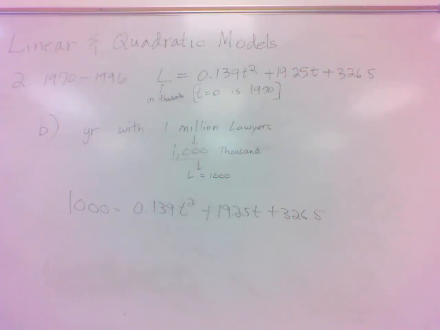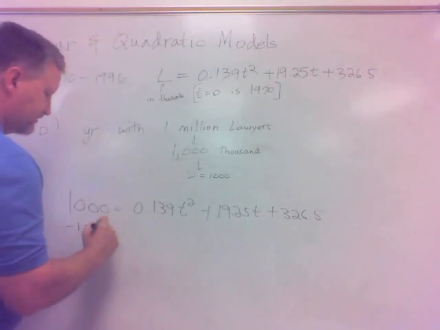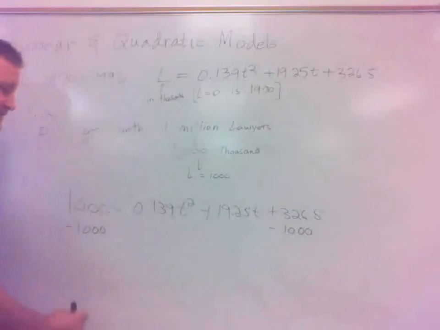Okay, well, since I've got all these nice decimals, this factoring is not good. Square root method, no good. This is going to be quadratic formula. So I'm going to use the quadratic formula to get these answers directly. And to use the quadratic formula, I need one side 0. I don't have that, so subtract 1,000 from both sides, and it'll go nicely right here with the 326.5.